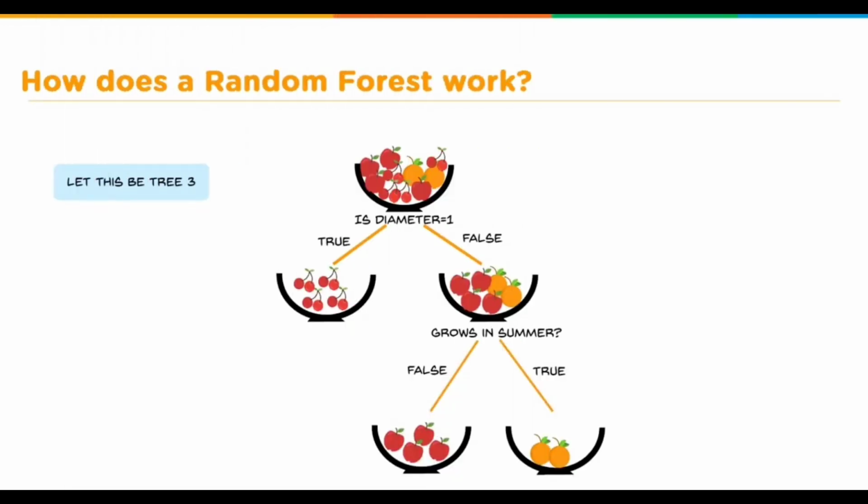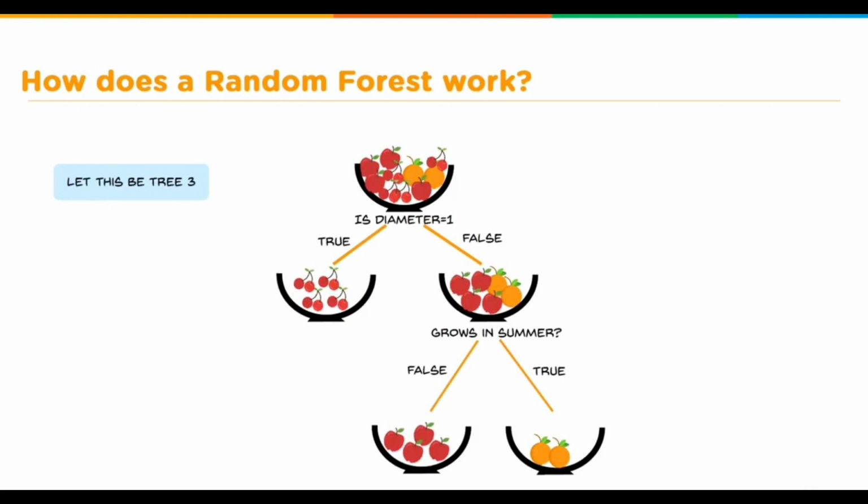Let us consider this as tree 3. Here also there are apples, cherries and oranges. From the first bowl there is a condition that diameter equal to 1. Here apples and oranges will have diameter greater than 1, so cherries comes true.